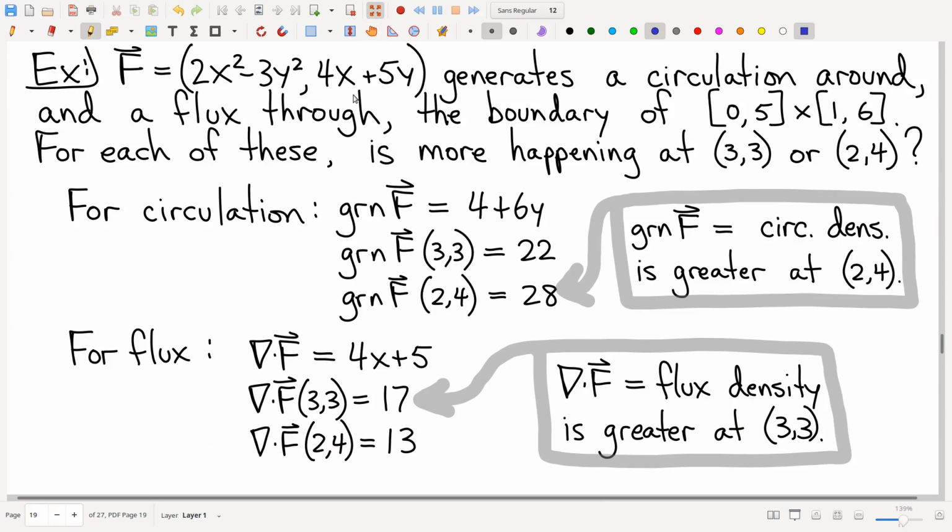Okay, so I just want to point out that the same thing works with Green's operator for circulation as circulation density, and divergence concerning flux questions as that is flux density. So in this example here, we have some vector field.